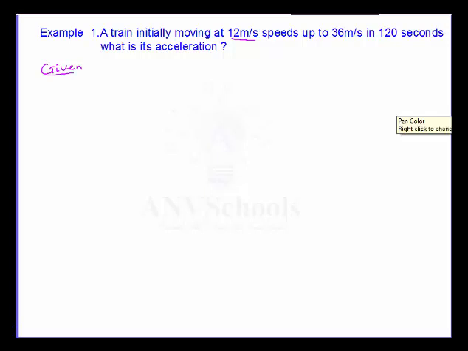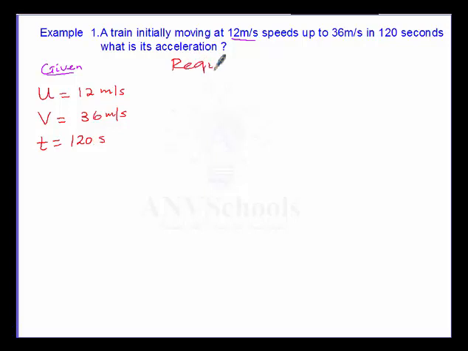The initial speed of the train is v, that's u, which in this case is 12 meters per second. The speed goes up to v final, which is 36 meters per second, changing speed in 120 seconds. So we are asked to find the value of the acceleration. To find the acceleration, we use the formula.